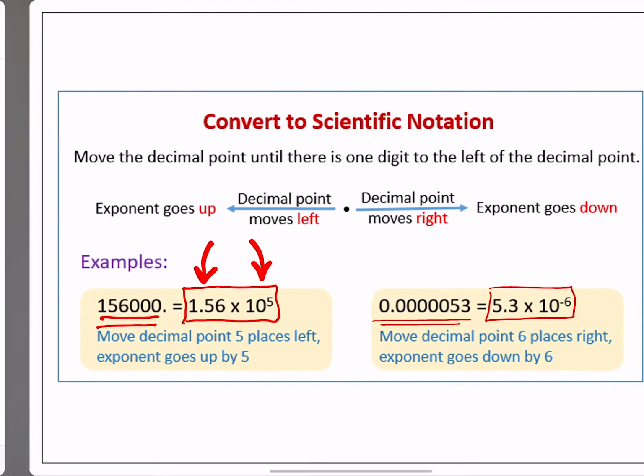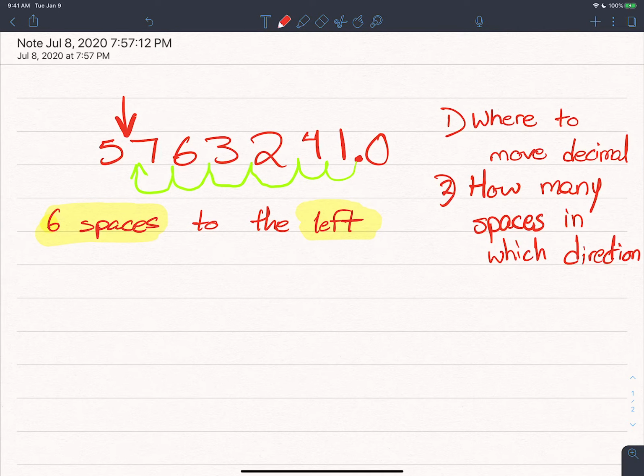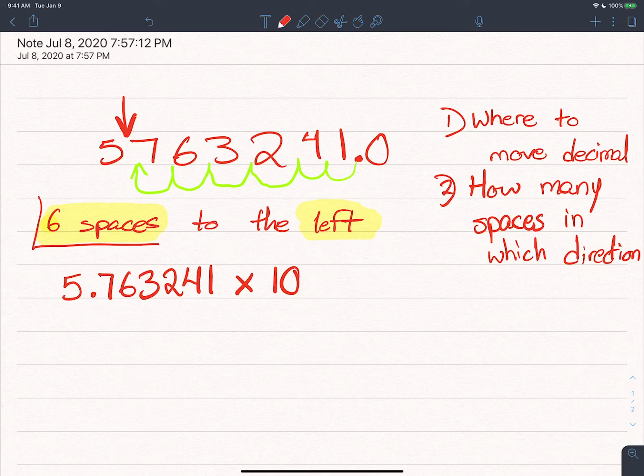So we're going to rewrite this and put the decimal point in the place that we moved it to. So we moved it between the 5 and the 7. So we're going to say 5.7. We're going to just rewrite the whole thing, but usually we would round off part of it. So we'll write that whole thing. And then we need to put a times 10. And then the power is going to be the number of spaces we counted. And if we count it to the left, we go up. If we count it to the right, we go down. So in this case, we count it to the left, so our power is going to go up.